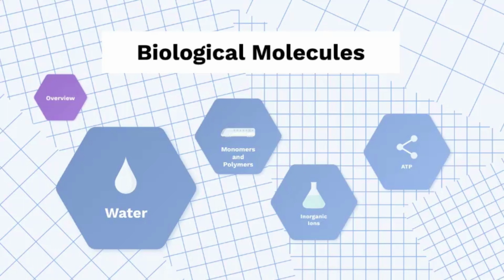So that is all that we are going to cover for today. So we covered water, its structure, its properties, and how those properties relate to its function. Secondly, we covered the basis of monomers and polymers. We went over some inorganic ions and ATP.